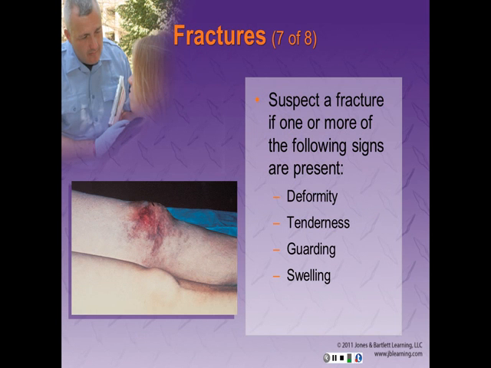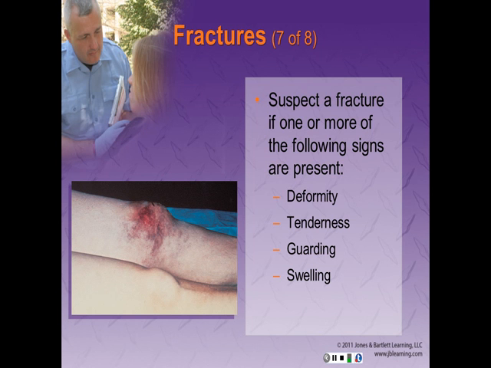You should suspect fractures if one or more of the following signs are present. Deformity: the limb may appear to be shortened, rotated, or angulated at a point where there is no joint. You always use the opposite limb as a mirror image for comparison. Tenderness: point tenderness on palpation in the zone of injury is the most reliable indicator of an underlying fracture. Guarding: an inability to use the extremity is the patient's way of immobilizing it to minimize pain. The muscles around the fracture contract in an attempt to prevent any movement of the broken bone.